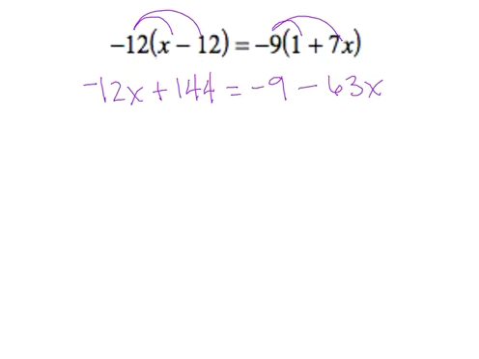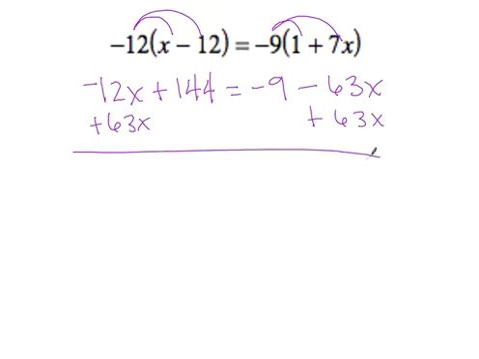Now I want to get all of my constants to one side and all of my variables to the other. So I'm going to start by moving this negative 63x. I can add 63x, or I can circle and jump 63x. Either way, it will give me the same thing. So this cancels. If I go over here, I can see that negative 12x and 63x are like terms. Because they're different signs, I'm really going to be subtracting.